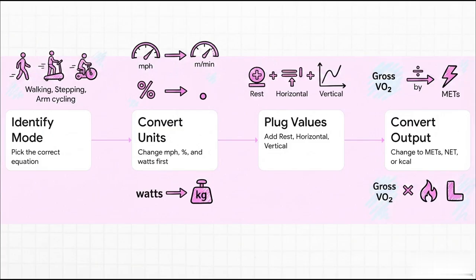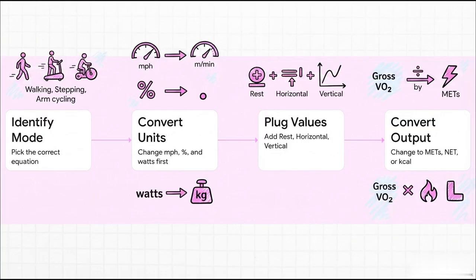Step 2, and I'm leaning in heavily here because this is literally where exams are won or lost. Convert all units first. Change MPH to meters per minute with 26.8. Change your percent to a decimal. Change watts to kilogram meters per minute with 6.12. Step 3, only after your units are clean, plug them into your resting plus horizontal plus vertical equation.